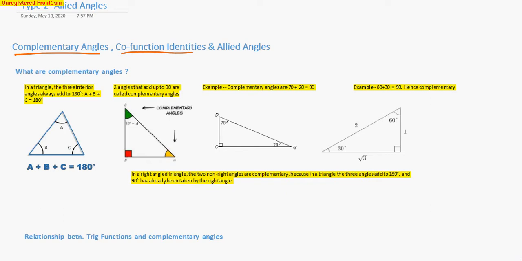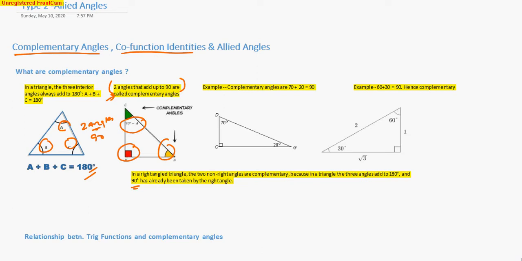So what are complementary angles? We know that in a triangle there are three angles, A, B, C, and all three angles add up to 180 degrees. If any two of these angles, it could be A and B, A and C, or B and C, add up to 90, then they are called complementary. Coincidentally, in a right angle triangle, one of the angles is already 90, so the remaining two angles ought to add up to 90 degrees, and hence they will be complementary. Let me repeat it once again.